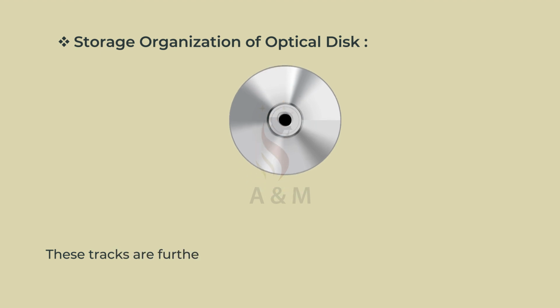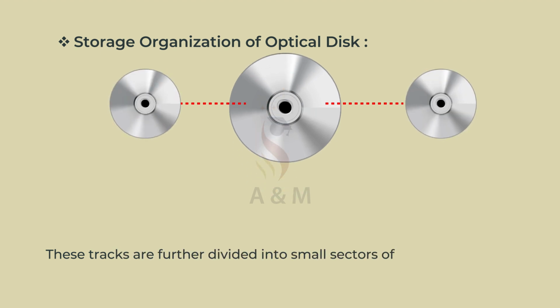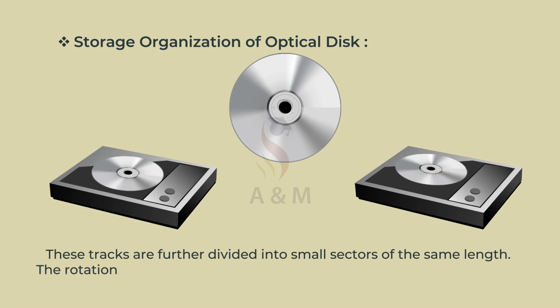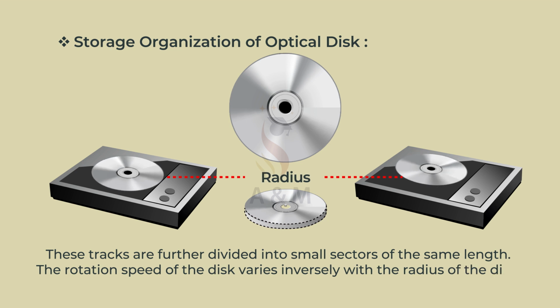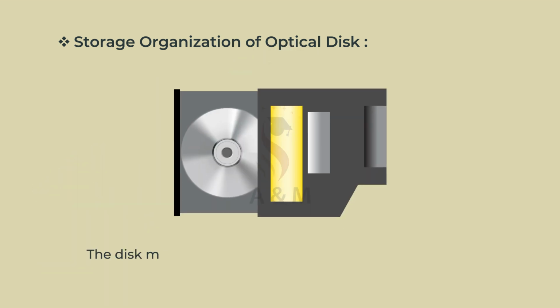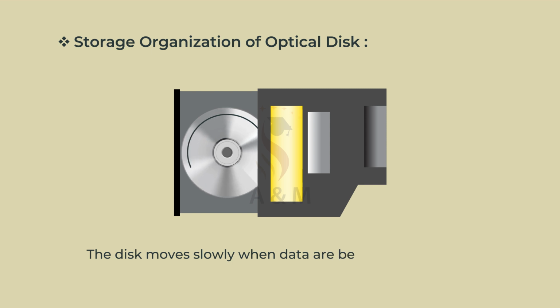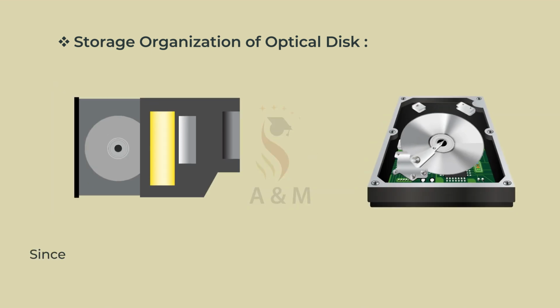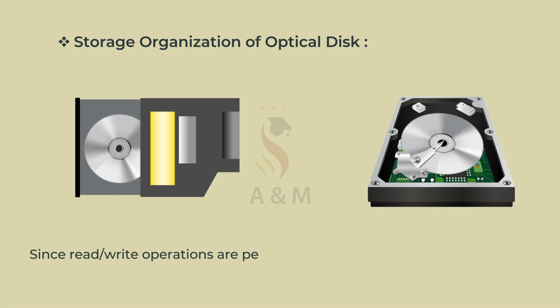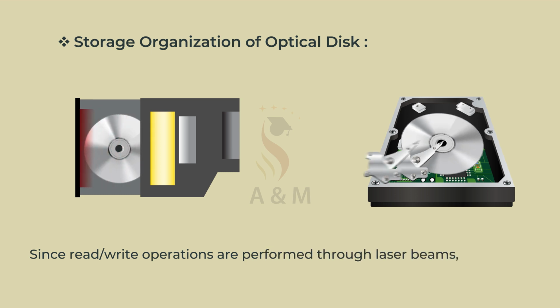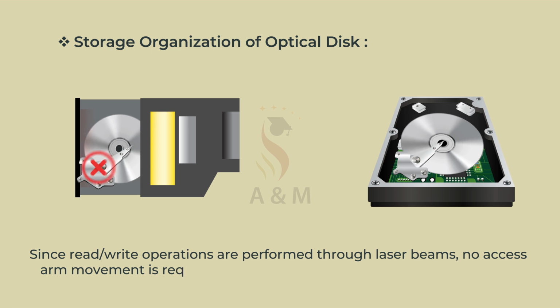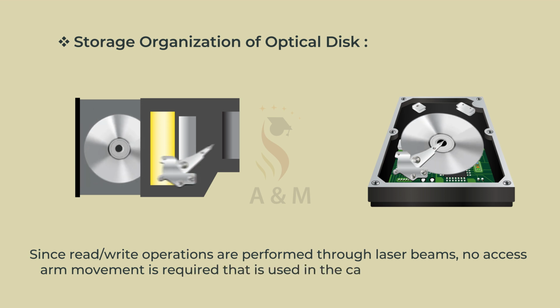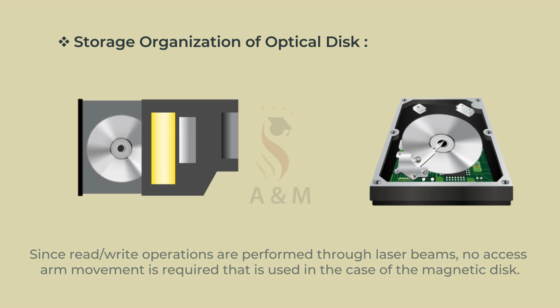These tracks are further divided into small sectors of the same length. The rotation speed of the disk varies inversely with the radius of the disk. The disk moves slowly when the data are being read near the edges and moves fast when close to the center. Since read or write operations are performed through laser beams, no axis arm movement is required, that is used in the case of magnetic disk.